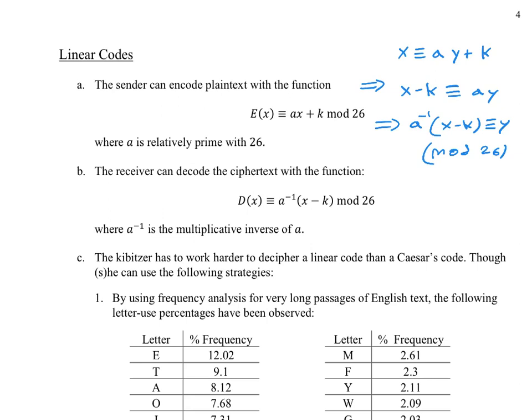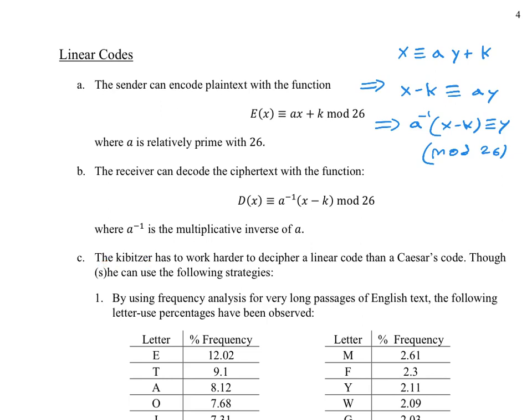Now notice, in order to go through this process of this step right here to this step, we need to make sure that this inverse exists. Let's remember, sometimes the inverse doesn't exist at all. But here it will exist when we're relatively prime with the mod. So a being relatively prime with 26 is an important condition when we're building a proper encoding function with the linear code. So the receiver plugs things into the decoding function to decode what the sender has sent away.